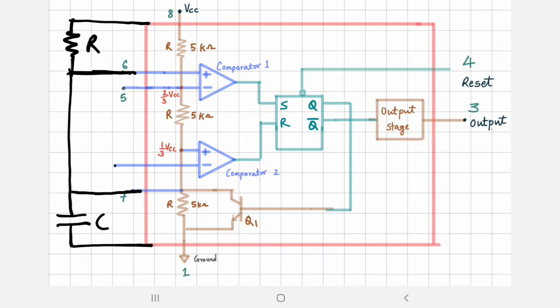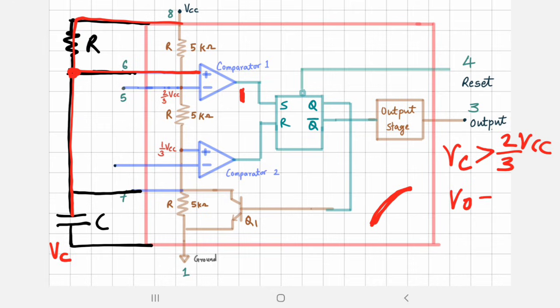Now this capacitor will start charging. It has this path. This path it will follow and it will start charging towards VCC. So my capacitor's voltage is increasing. It's approaching VCC. Now this point is connected to the first comparator, and it has a reference voltage of 2/3 VCC. So as soon as the voltage across the capacitor tries to cross 2/3 VCC, your comparator's output will be high. So if we say VC is the voltage across the capacitor, when VC is greater than 2/3 VCC, your output will be high. So it will set this flip-flop, your output will be 1 and Q bar will be 0.